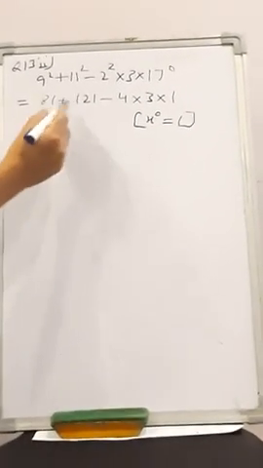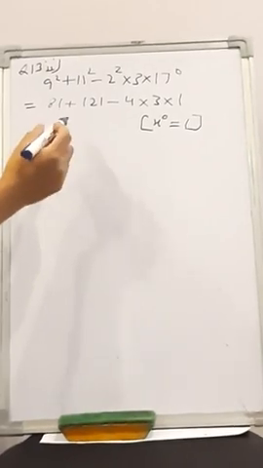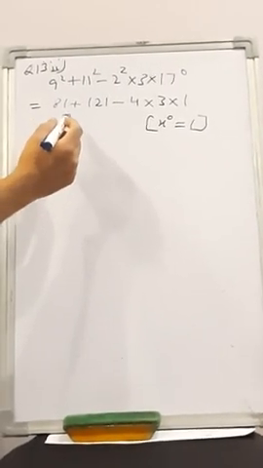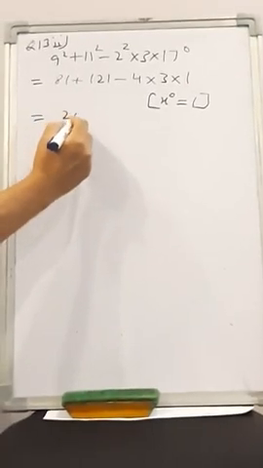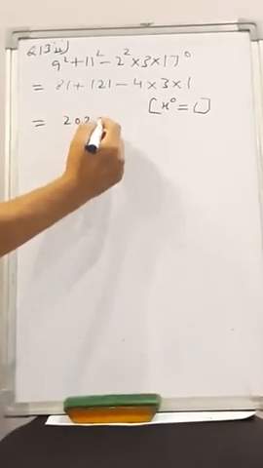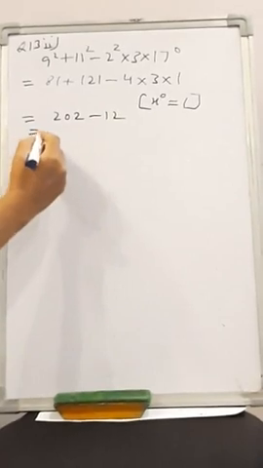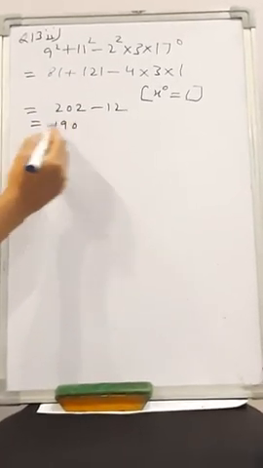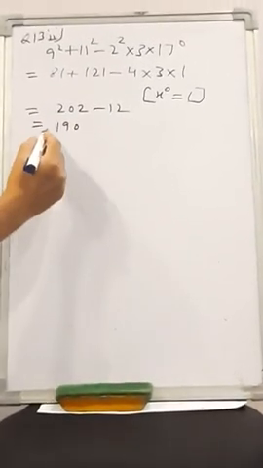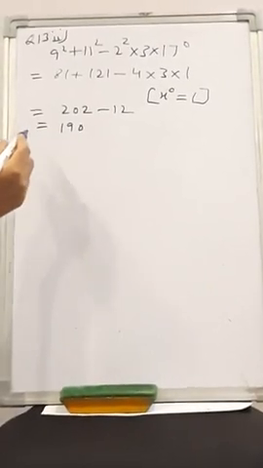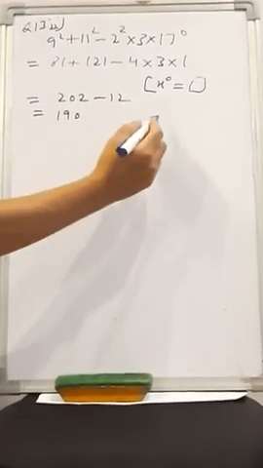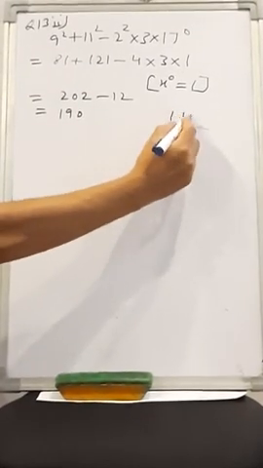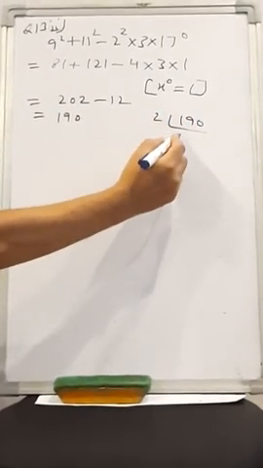Now let us apply BODMAS rule and simplify this. So this plus this becomes 202 and 4 3s are 12 here. So you get 190. Now since you have to write the given expression in exponential form, so let us factorize this.